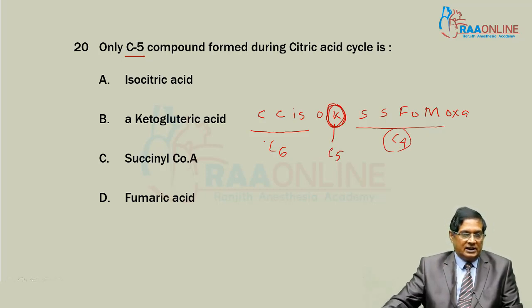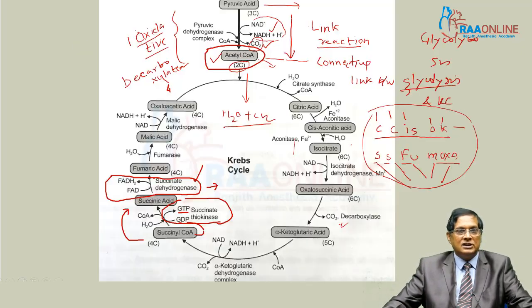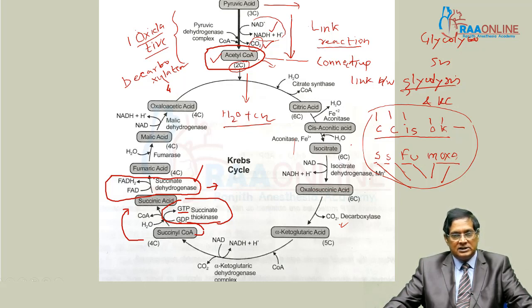And if you want to check it, then go back to the Krebs cycle again. See this one. This is 6C, 6C, 6C. Then it becomes 5C for the first time, and alpha ketoglutaric acid is formed. That is, before this all are 6C. After that, up to oxaloacetic acid, all are C4, because alpha ketoglutarate again loses carbon dioxide. So all these acids after ketoglutaric acid are 4C. Before ketoglutaric acid they are 6C.